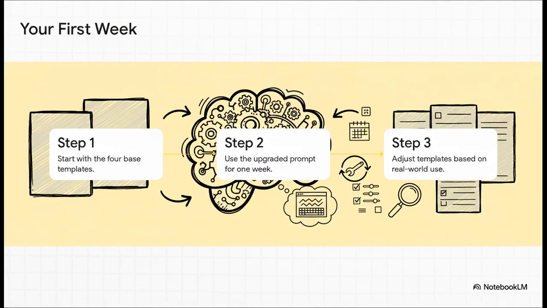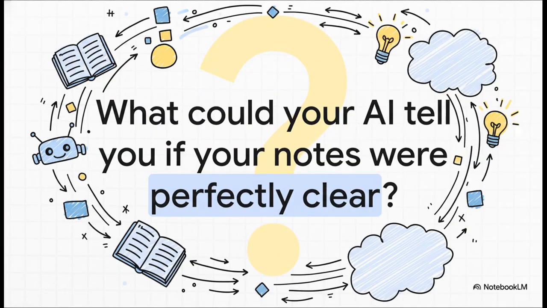So here's your plan, your homework. Don't try to make it perfect on day 1. Just copy these 4 templates, update your AI prompt, and just use it for a week. Let the real world show you what you actually need. Then, and only then, should you start to customize it. So that's the core idea.